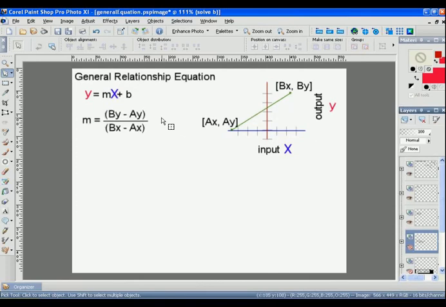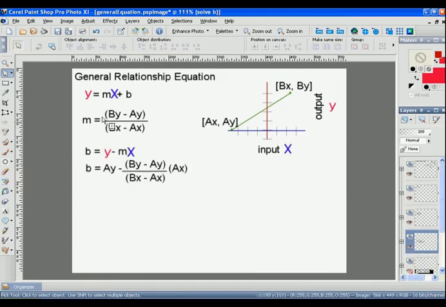First thing we did is we solved for m. And we can get the solution for m because m represents the slope of this line. And the slope, once again, is rise divided by run. So the rise here is by minus ay, and the run is equal to bx minus ax. So that's that value.